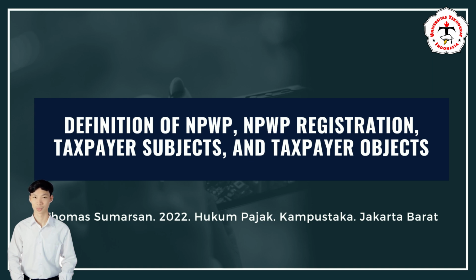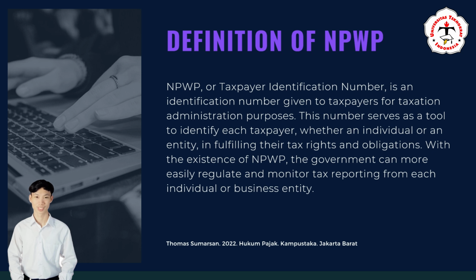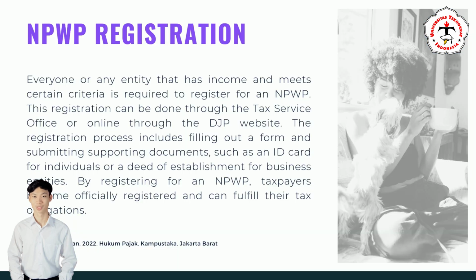Today, I am excited to share with you the definition of NPWP. NPWP, or Taxpayer Identification Number, is an identification number given to taxpayers for taxation administration purposes. This number serves as a tool to identify each taxpayer, whether an individual or an entity, in fulfilling their tax rights and obligations. With the existence of NPWP, the government can more easily regulate and monitor tax reporting from each individual or business entity.